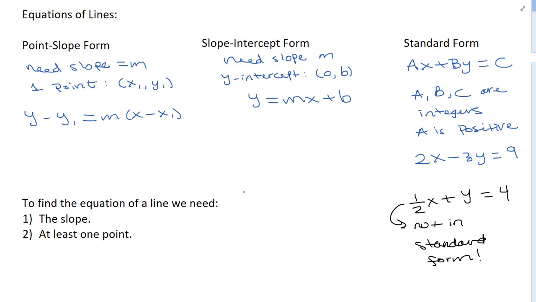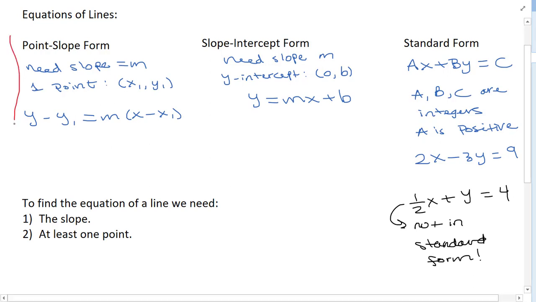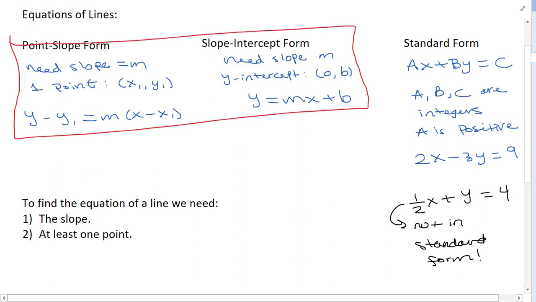You can do it in point slope form, slope-intercept form, or standard form. The ones that are useful in finding the equation of a line are point slope form and slope-intercept form. Once you find the equation of a line, you can write it in y equals mx plus b form, the slope-intercept form, or you can write it in standard form. But to find the actual equation of a line, these are the ones that you need, because to find the equation of a line, we need the slope and at least 1 point.